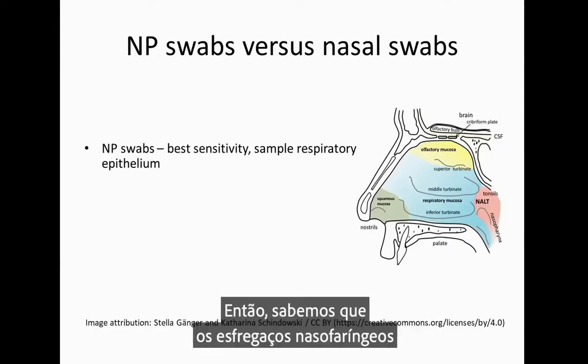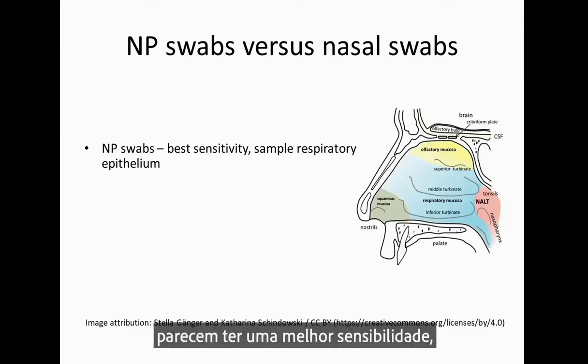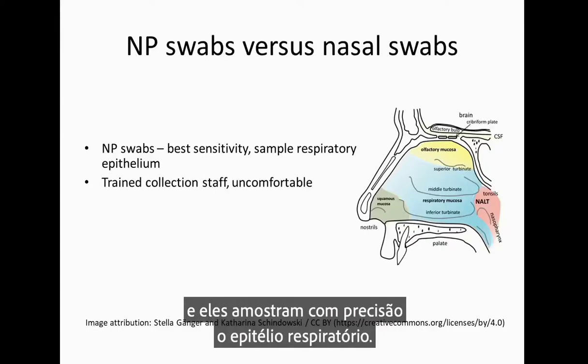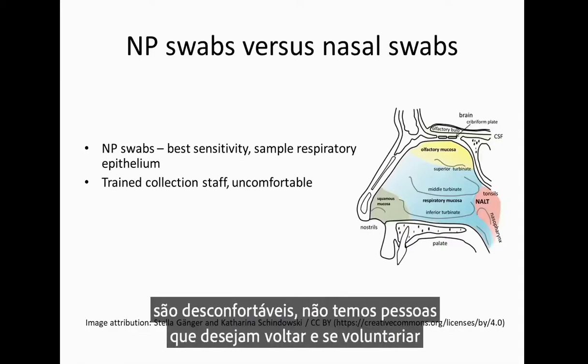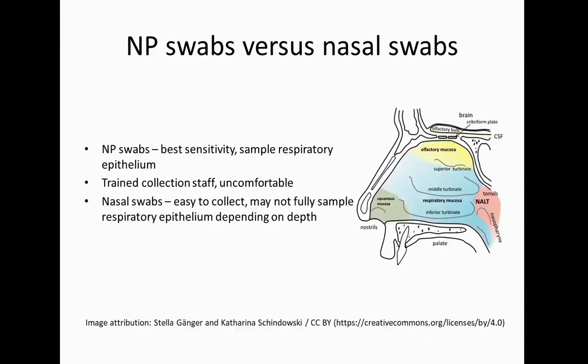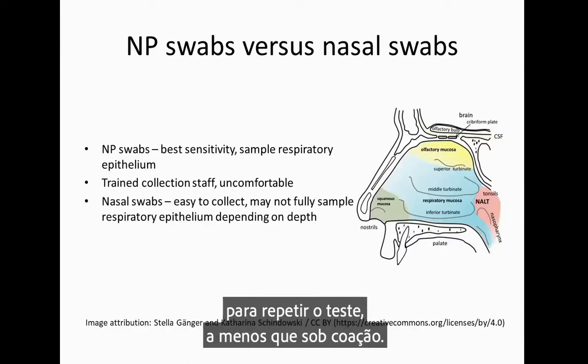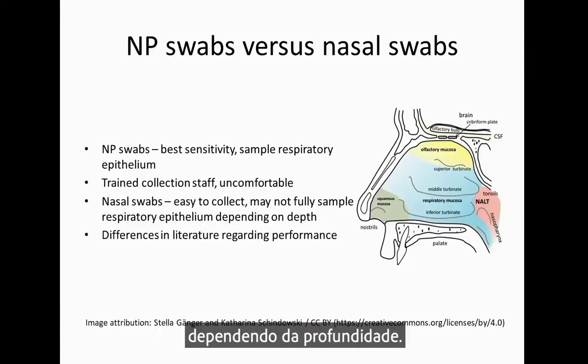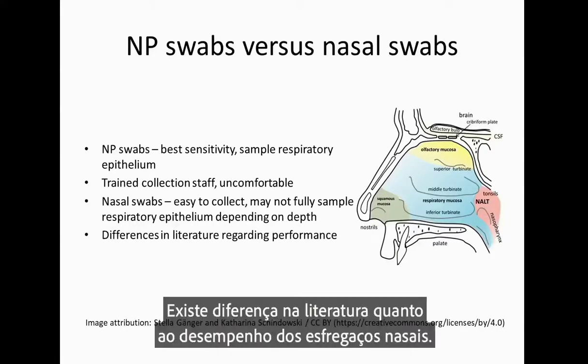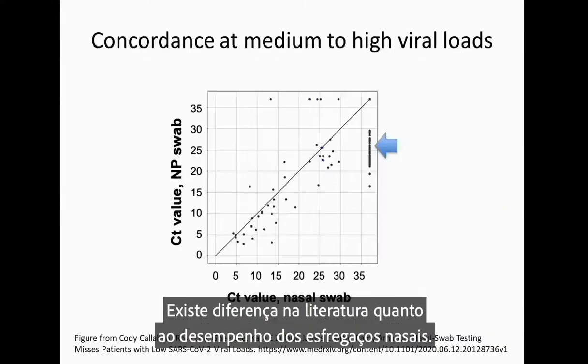We know that nasopharyngeal swabs appear to have the best sensitivity, and they clearly sample respiratory epithelium. However, they're difficult to collect. You need trained collection staff, and they're uncomfortable. We don't have people that want to come back and volunteer for repeat testing unless under duress. Nasal swabs are easy to collect. However, they may not fully sample the respiratory epithelium depending upon their depth, and there's difference in the literature regarding performance of nasal swabs.